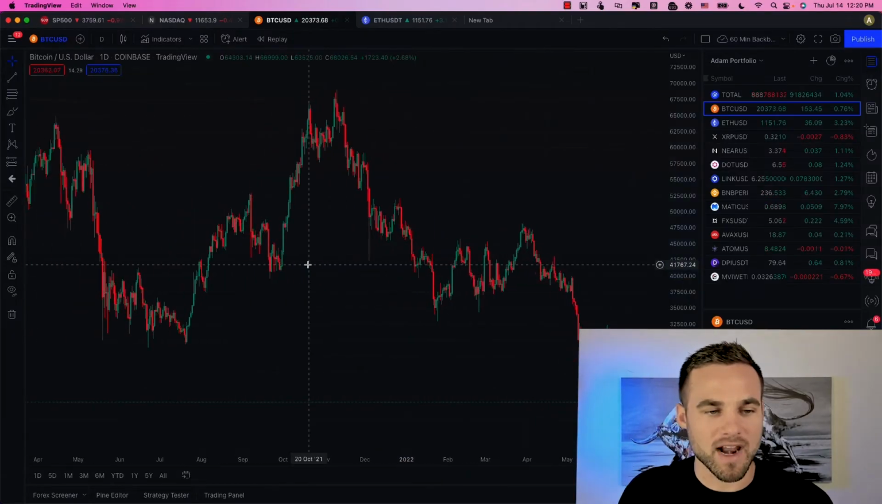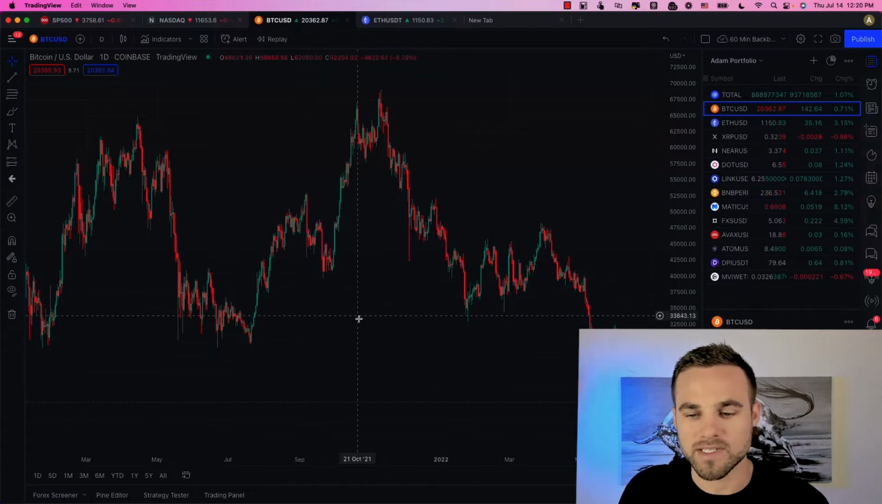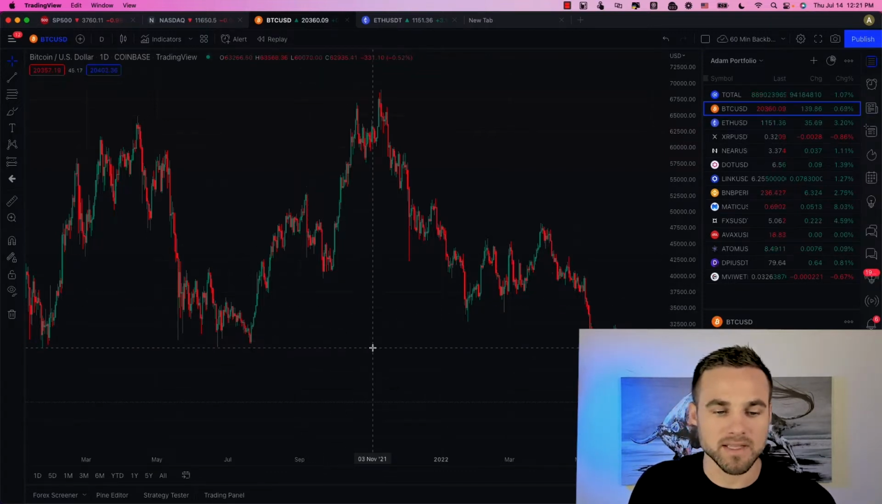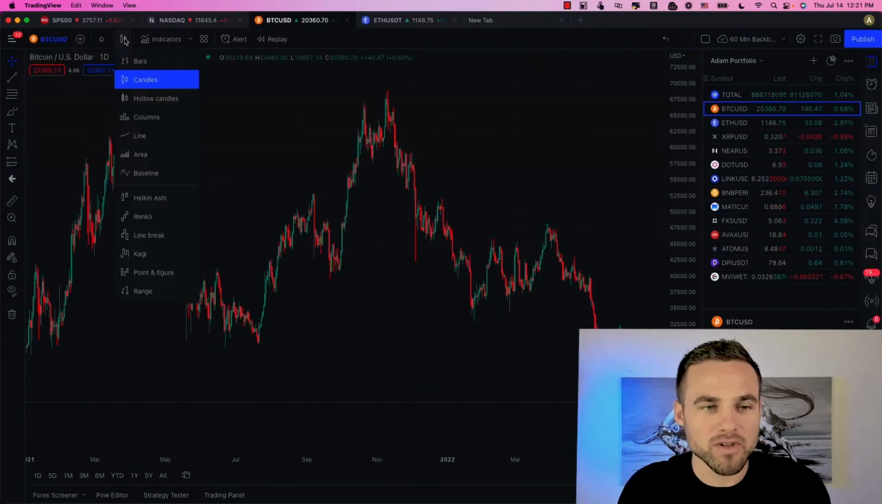Now, the next drawing that I think is maybe the most important drawing is learning how to draw support and resistance. And all that means is support is something that acts as like a floor, and resistance is something that acts as like a ceiling. So let's take a look at this.